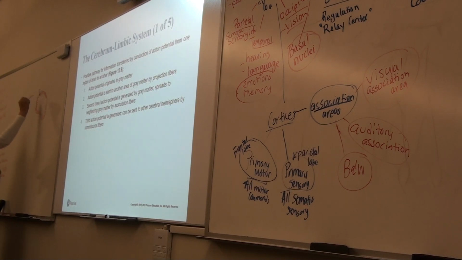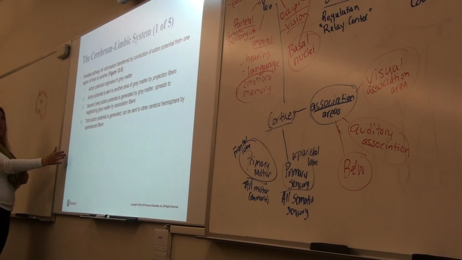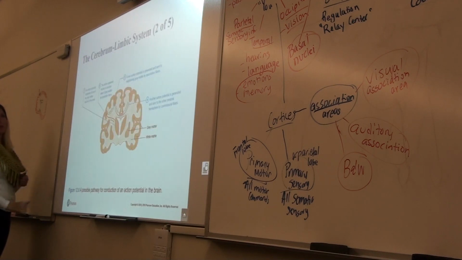From there, right? Maybe even label it number 1. From there, it goes to another area of the gray matter by projection fibers. Boom. Maybe it's going there, 2. And then you can label that projection fiber. See what I mean? Actually drawing it out will help you understand it. Okay. I mean, it's right here too, but drawing it's much better.